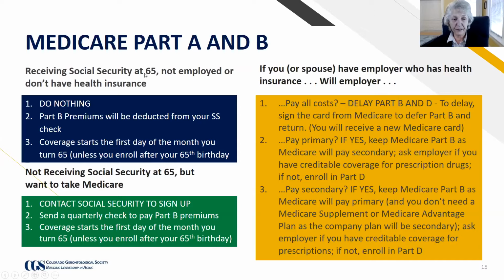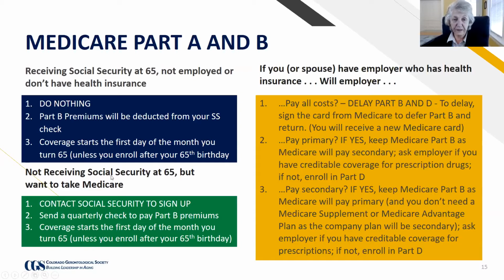If you are receiving Social Security, you're age 65, you're not employed, and either you don't have health insurance or your health insurance stops through the exchange or the individual program that you have on your 65th birthday, then you're in the dark blue box and you do nothing. Your Part B premiums will be deducted from your Social Security check, and coverage will start the first day of the month that you turn 65.